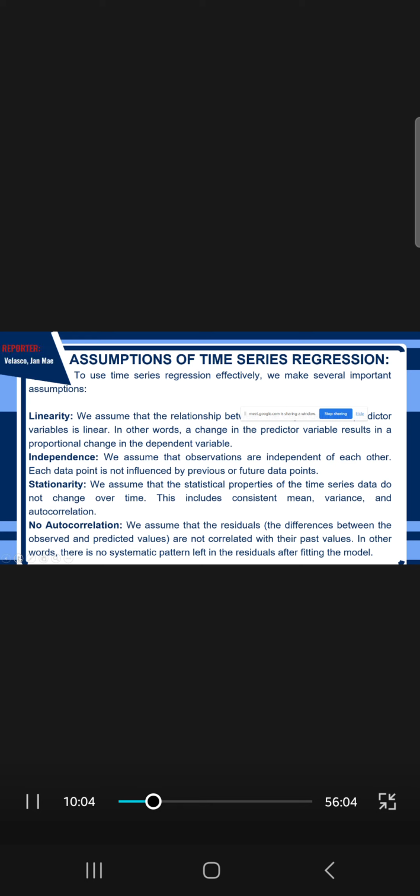Okay, so the next one is assumptions of time series regression. In this area, when we use time series regression effectively, we make several important assumptions. The first one is linearity. We assume that the relationship between the dependent and predictor variables is linear. So in other words, a change in the predictor variable results in a proportional change in the dependent variable.